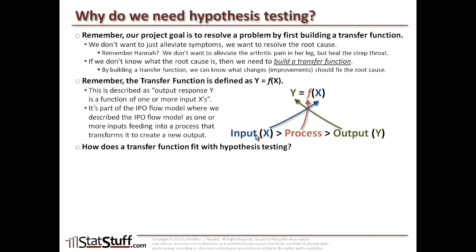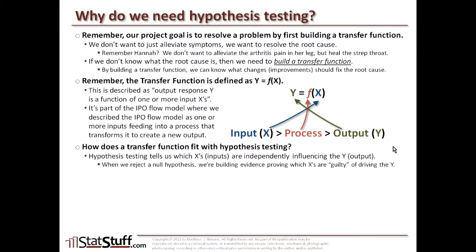Now, how does this transfer function fit with hypothesis testing? Hypothesis testing tells us which of those x's, which of those inputs that we're looking at, are independently influencing the y, the output metric. When we reject a null hypothesis, we're building evidence proving which x's are guilty of driving the y. At the end, we'll compile all the evidence in the improve phase of DMAIC, and that's when we'll begin to fix those root causes, or come up with a plan that's going to fix those root causes. Now we know from the hypothesis testing which of the x's are the most critical, have the most influence, and where we need to make the biggest changes that are going to affect our output y.